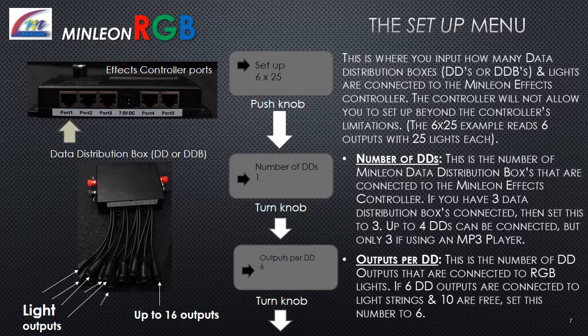Outputs per DD. This is the number of DD outputs that are connected to RGB lights. If 6 DD outputs are connected to light strings and 10 are free, set this number to 6.